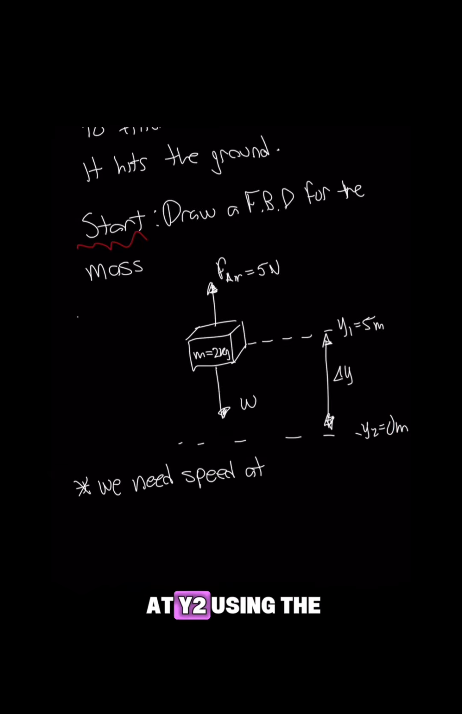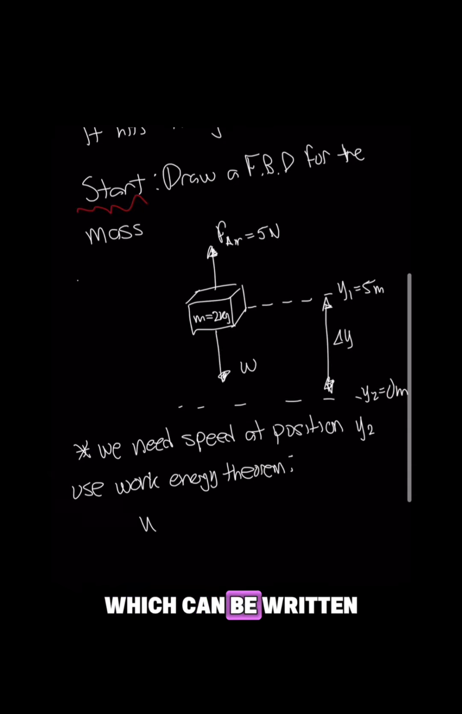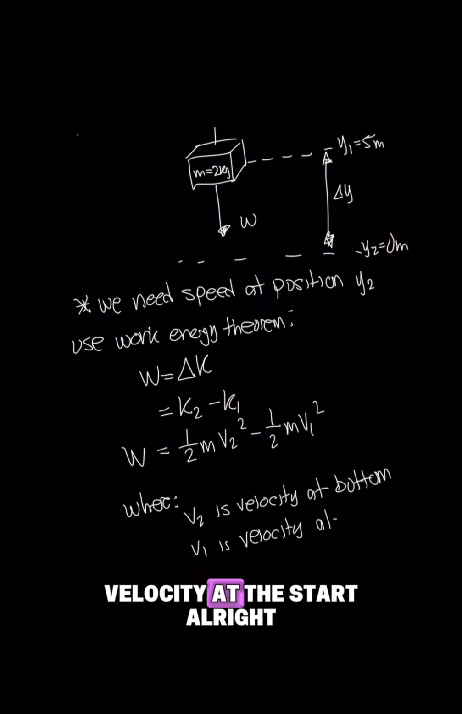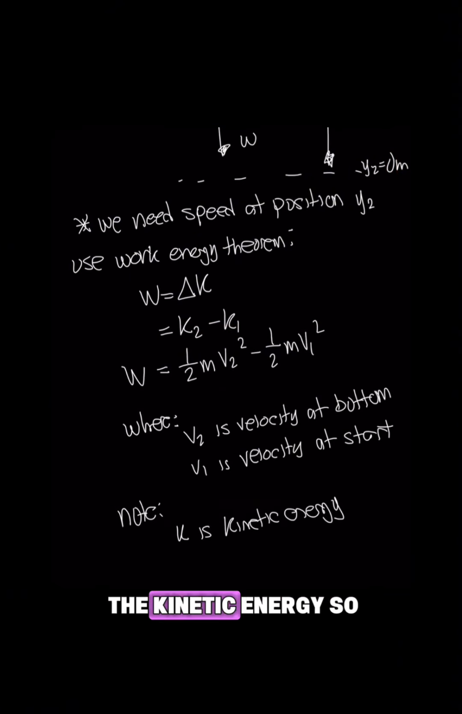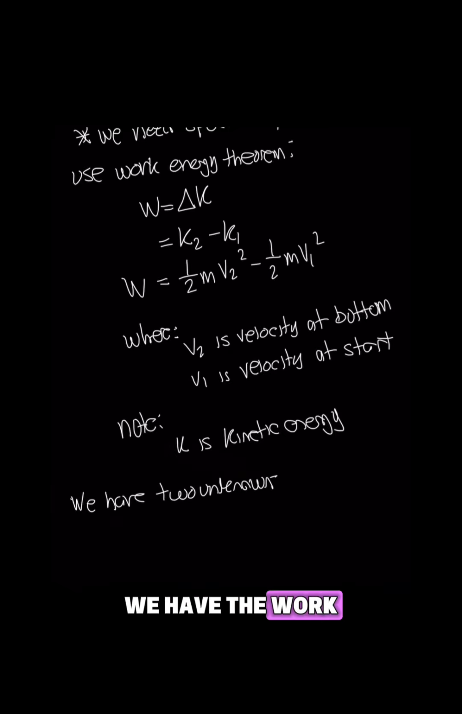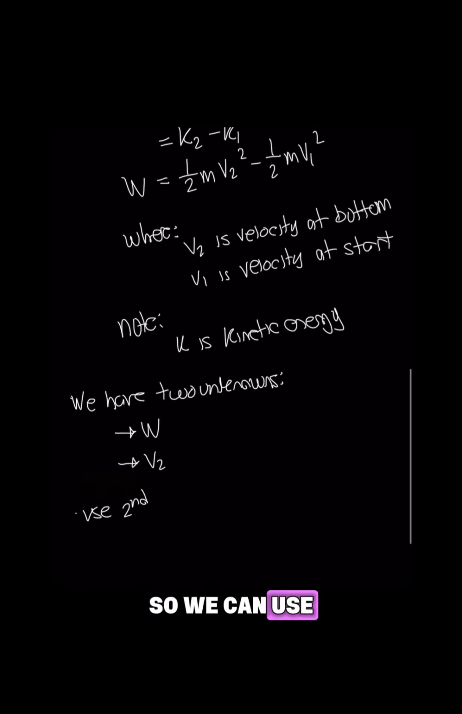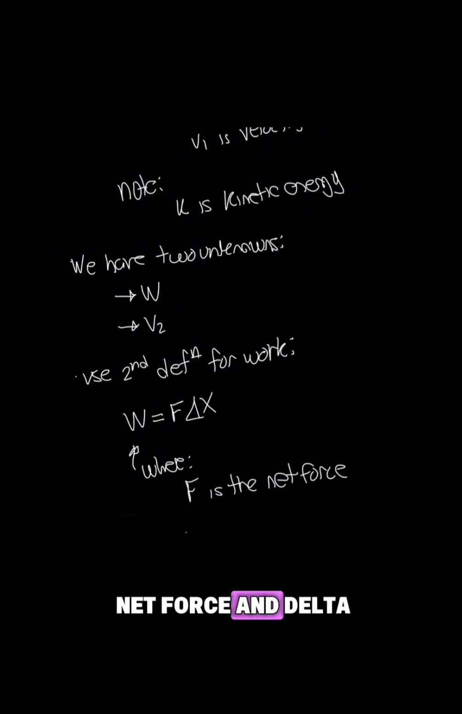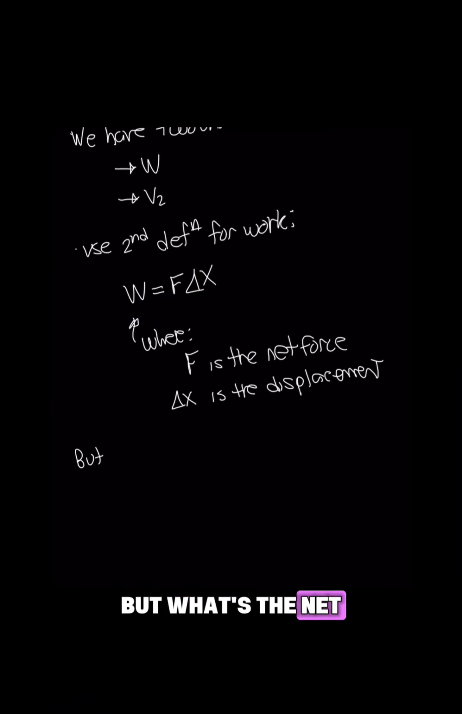We need the speed at y2 using the work energy theorem, which can be written in these forms here, where v2 is the velocity at the bottom and v1 is the velocity at the start. Note that K represents the kinetic energy. So we have two unknowns: the work and the velocity v2. So we can use our second definition for work, which is given here, where F is the net force and delta x is the displacement. But what's the net force in our situation?